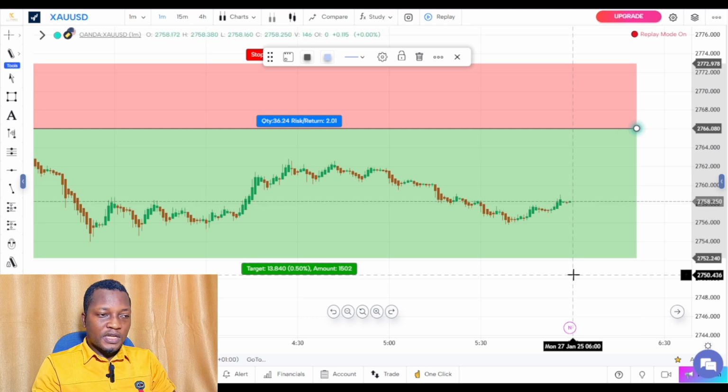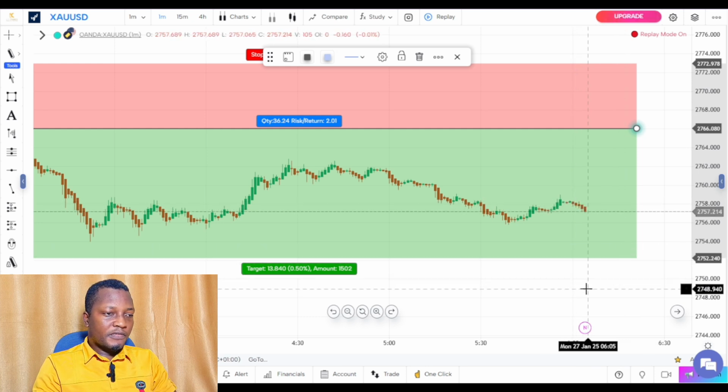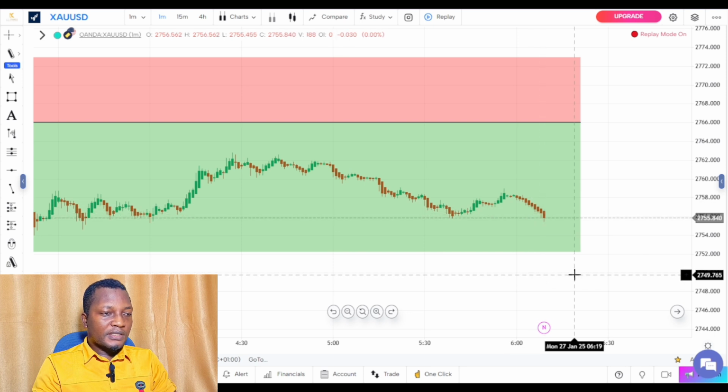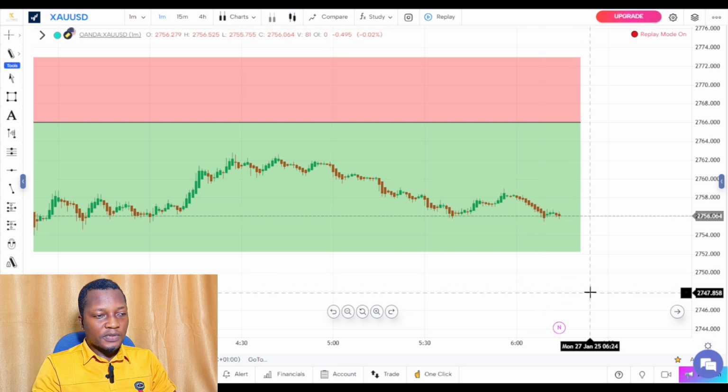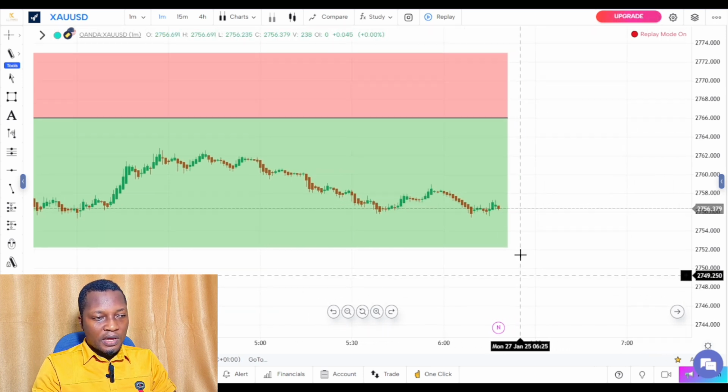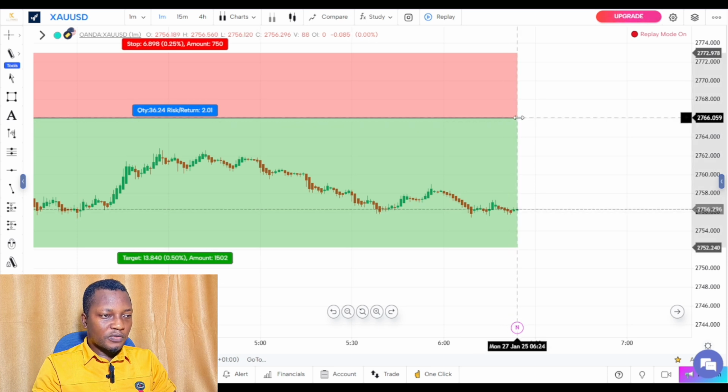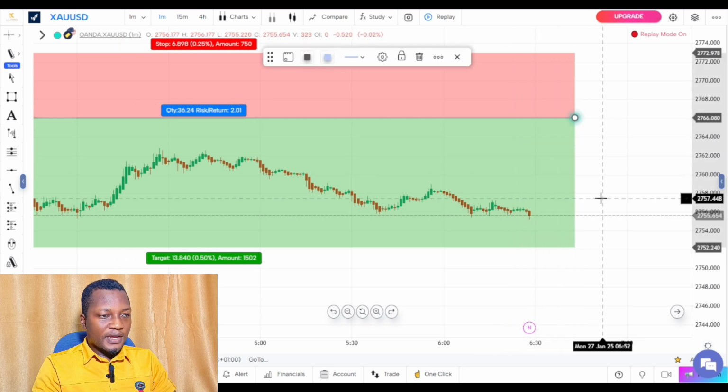First things first, just like I said, open your 15 minutes time frame and look at the Heikin Ashi, the turning point of the market. And then after you've highlighted the turning point of the market, you go right next to see where that exact turning point happened.